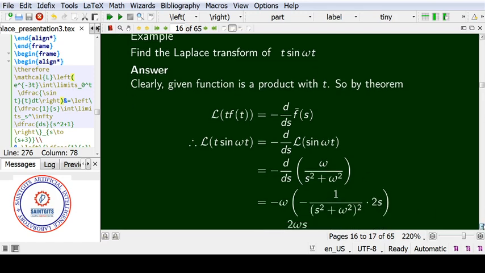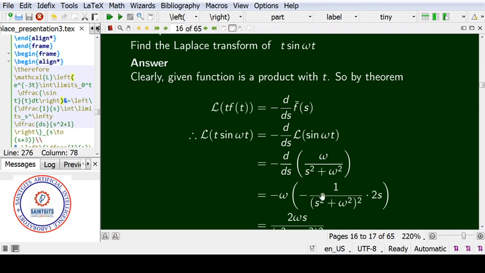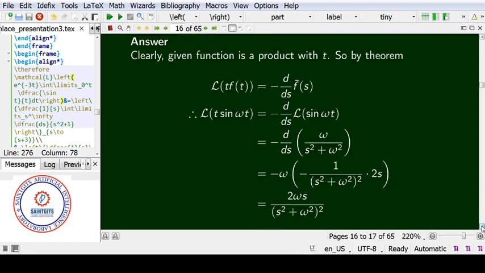We use that. So I take this omega outside. Then minus 1 divided by s square plus omega square, the whole square, and also into the derivative of this argument. Derivative of this argument with respect to s is 2s. Now on simplification, this minus and minus get positive. Then the numerator becomes 2s omega or 2 omega s. So the final answer: L of t sin omega t is 2 omega s by s square plus omega square, the whole square.